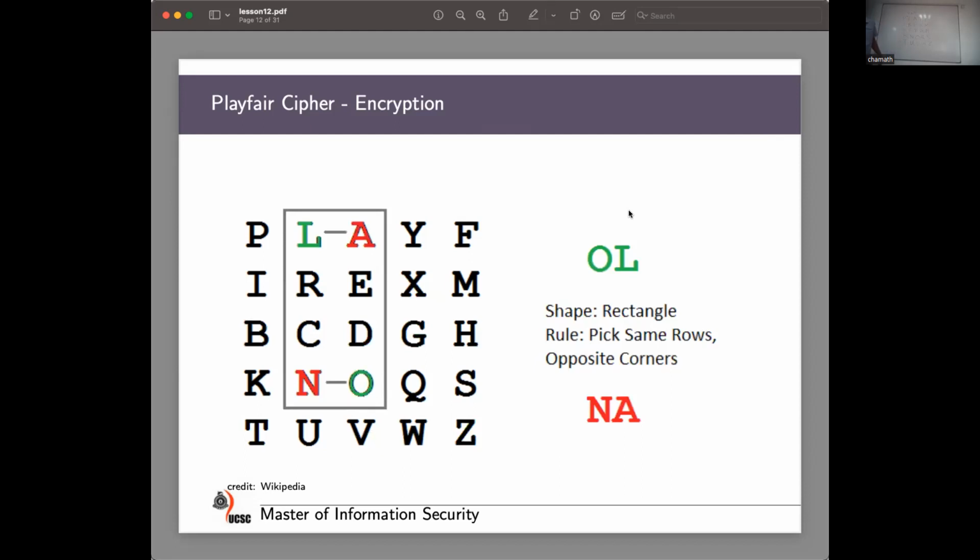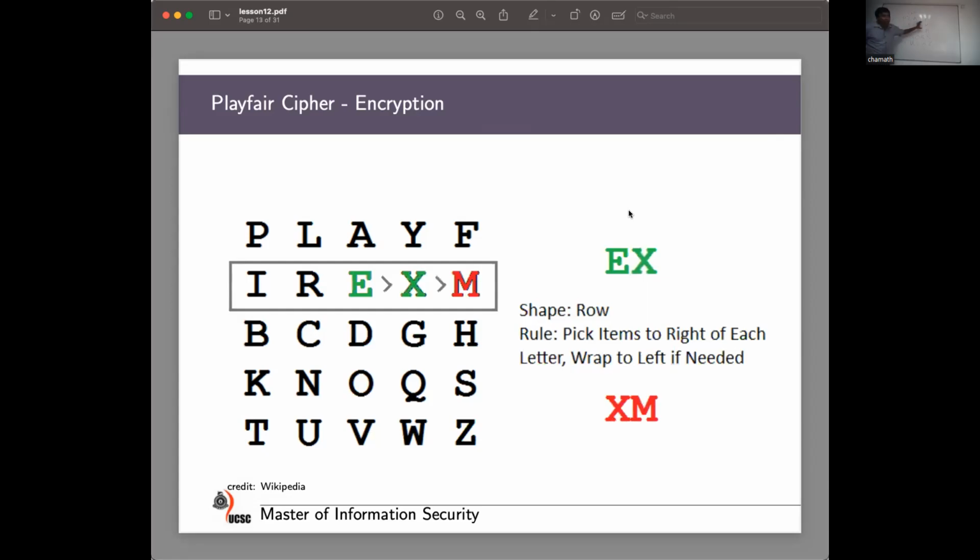And it can be in a row. In a row, you use the one immediately to the right. So E is encrypted as X, and X is encrypted as M. So we are done.